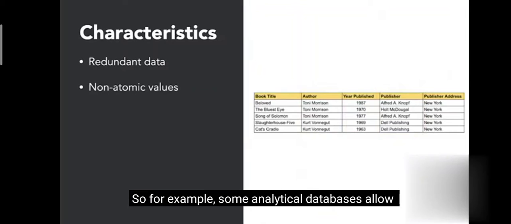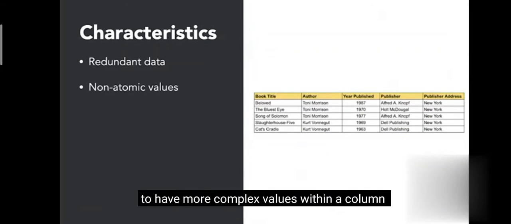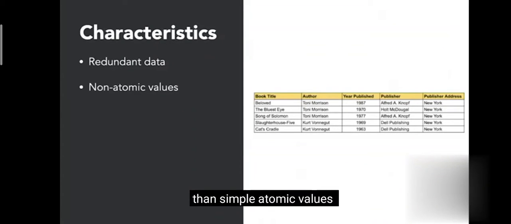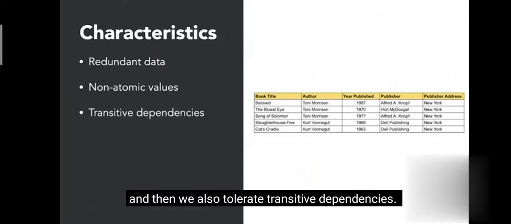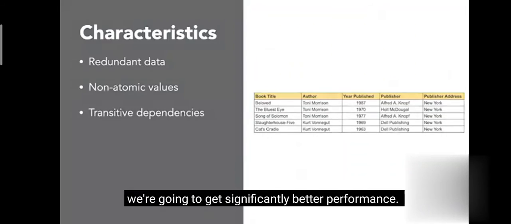We may have non-atomic values. For example, some analytical databases allow and actually encourage the use of structs or structures to have more complex values within a column than simple atomic values. And then we also tolerate transitive dependencies. So if we have, say, a value that's dependent solely on a non-key attribute in the table, and that non-key attribute is itself dependent on the primary key, that's totally fine. Again, it violates the third normal form, but we're willing to tolerate that because in exchange for not being normalized, we're going to get significantly better performance.